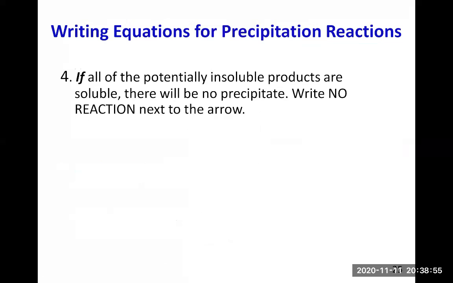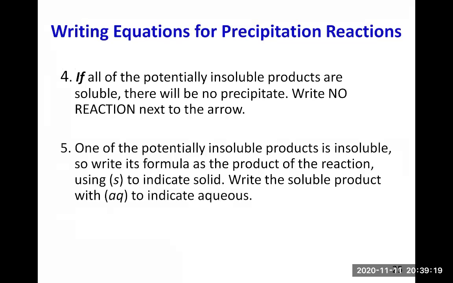So step 4. That's an aside here to say that if all of the potentially insoluble products are soluble, there will be no precipitate, right? You need an insoluble compound to have a precipitate. In this case, you can write "no reaction" next to the arrow, or you can write the products and show that they are all aqueous. That would also work.